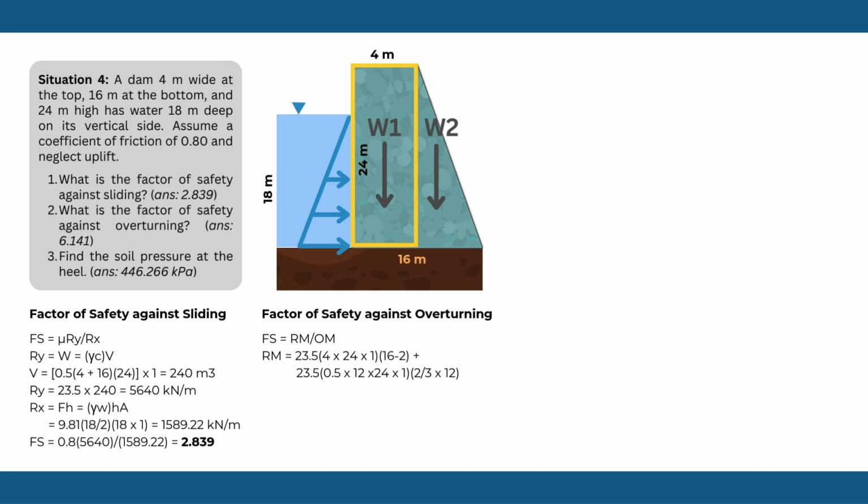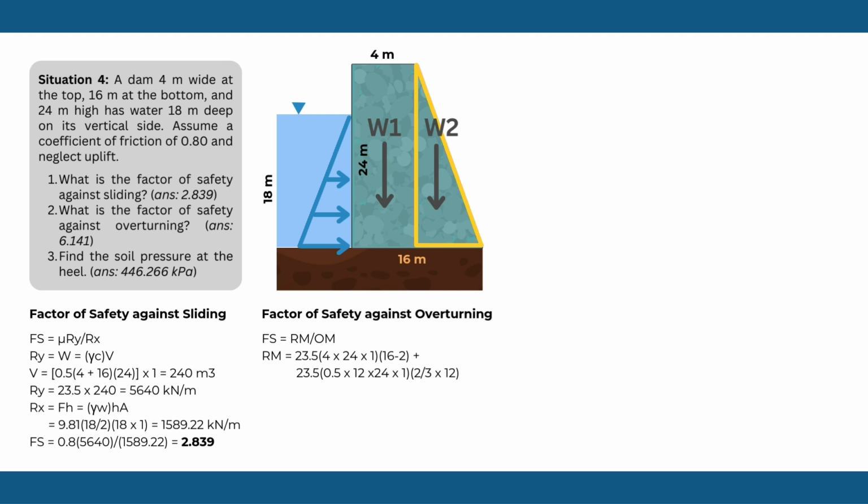Para naman sa moment due to W2 or weight 2, 23.5 times volume by area of triangle na 1/2 times base of 12, since 16 minus 4 na length ng rectangle, tapos times height of 24 times assumed width na 1 meter. That would give us the value of W2.